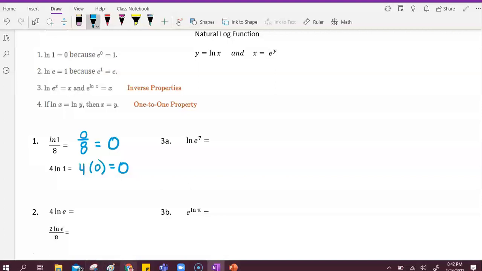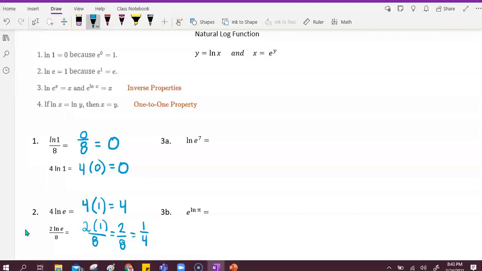In number 2, the natural log of e is 1. So I have 4. The natural log of e is 1. And 4 times 1 gives me 4. I have 2. The natural log of e is equal to 1, and that's over 8. So I have 2 over 8, and that simplifies to 1/4.